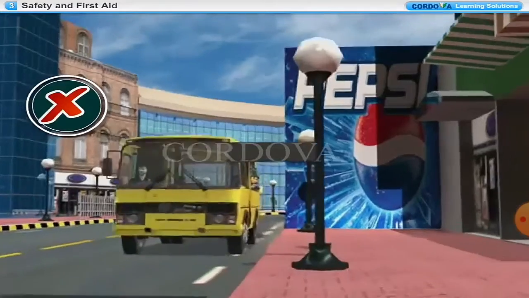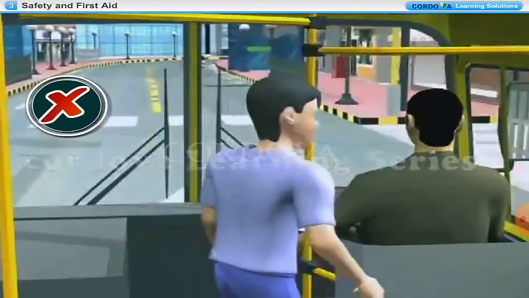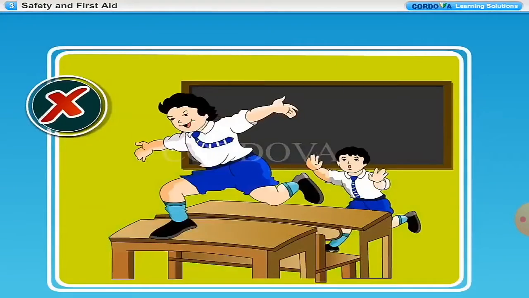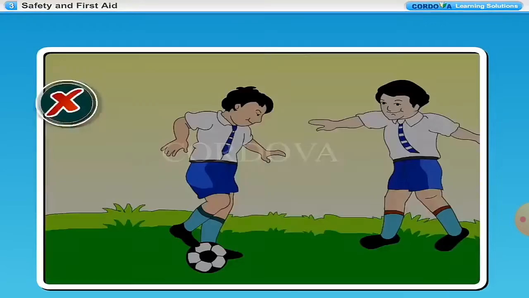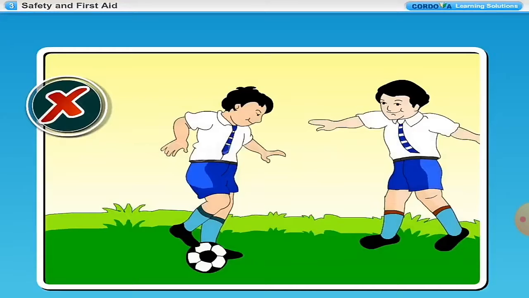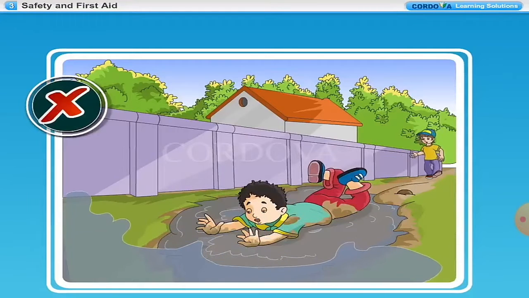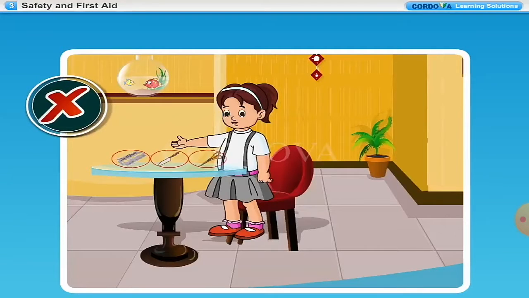Do not lean out of the bus. Do not disturb the bus driver. Do not jump on the benches. Do not play rough games. Do not push anyone, even in fun. Don't keep sharp-edged things in your bag.